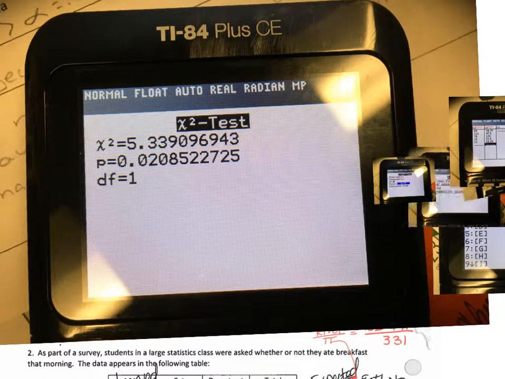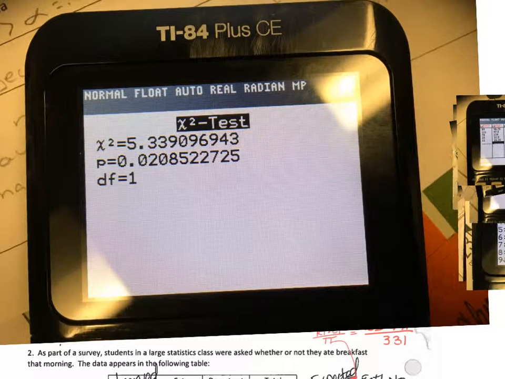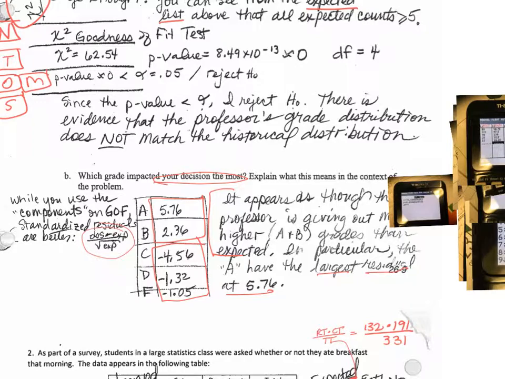Okay. Chi-squared model applies. And so that is what we get when our chi-squared model applies. Okay, any questions on that warm-up? And there you go.